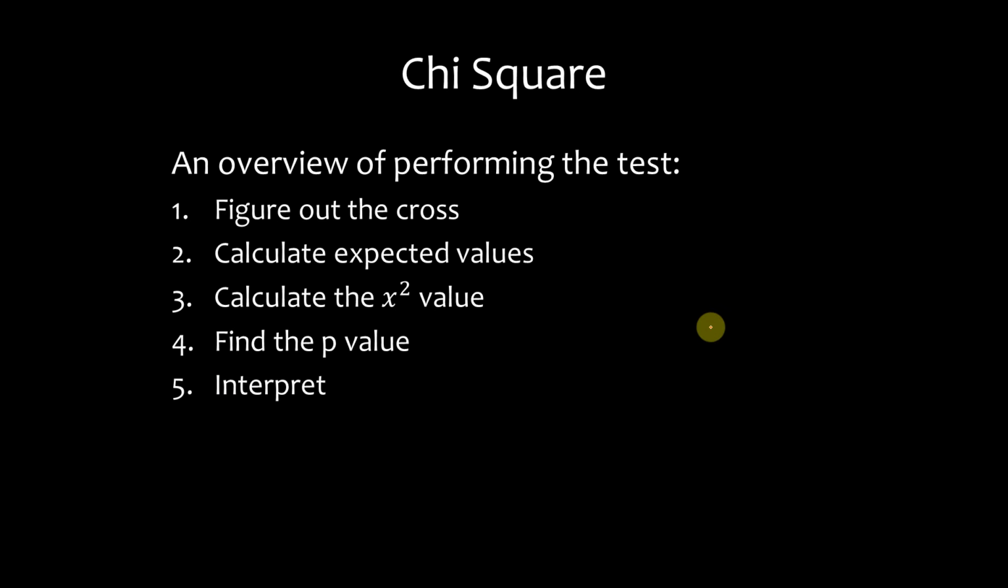All right, so we need to perform the actual chi-square test. So first, we need to figure out the cross. Second, we need to calculate expected values. Third, we need to calculate the chi-square value. Fourth, we're going to find the p-value. And fifth, we're going to be interpreting it.